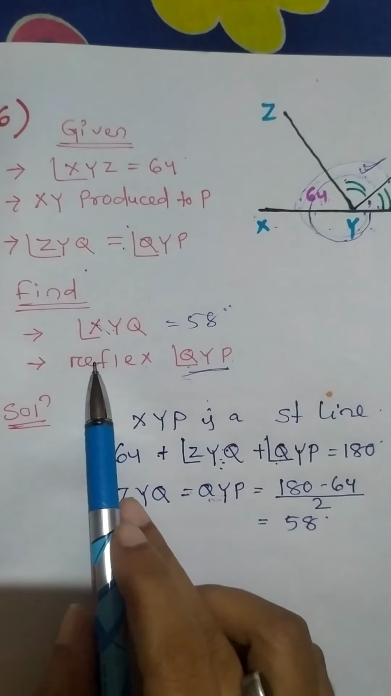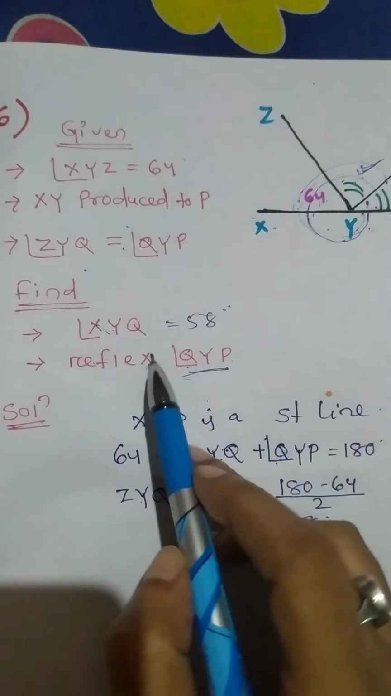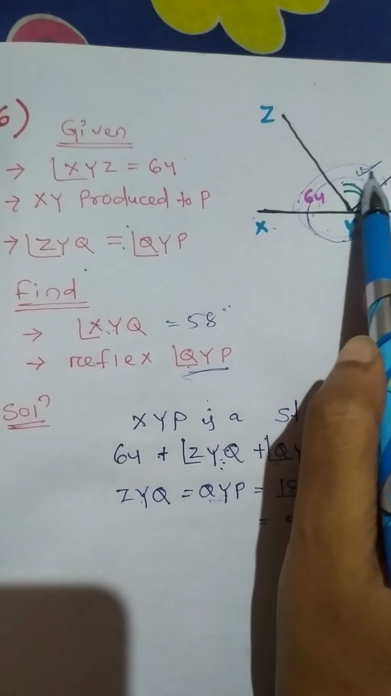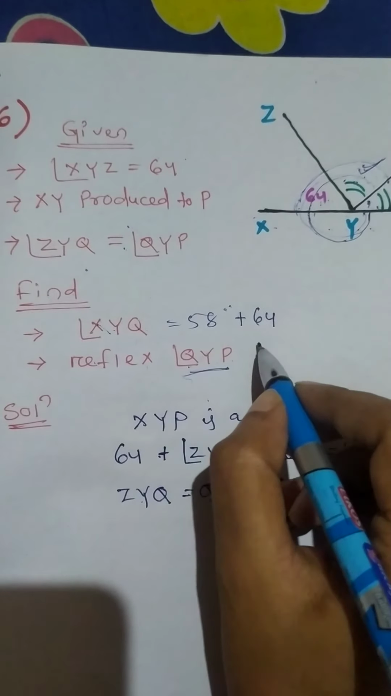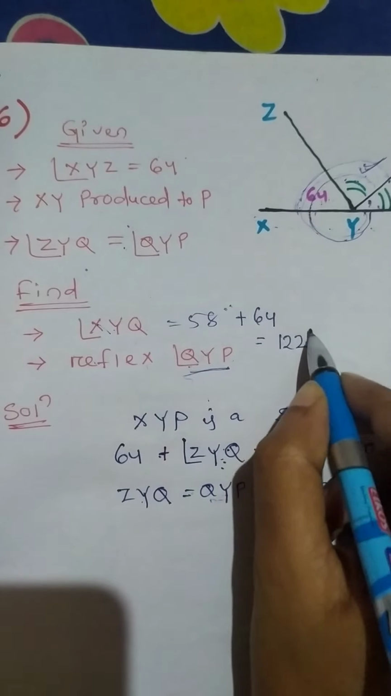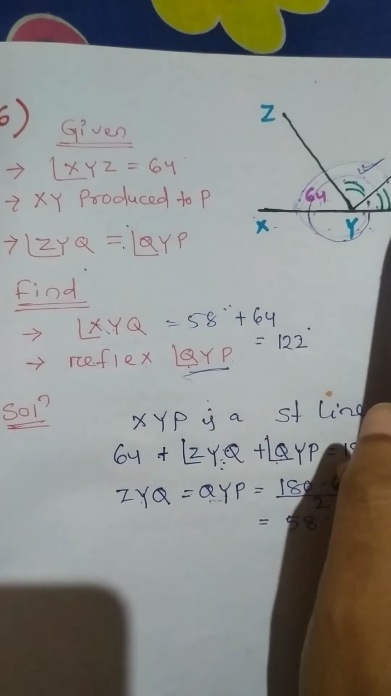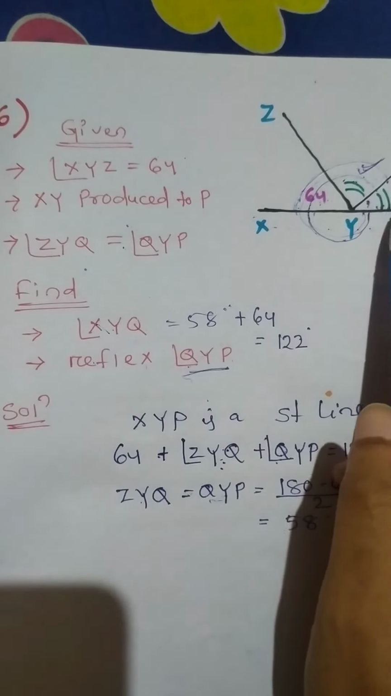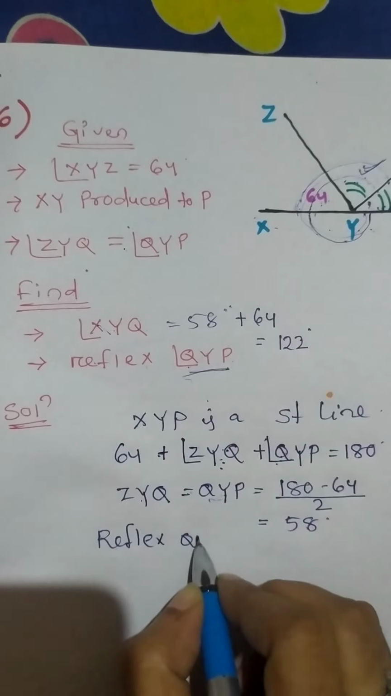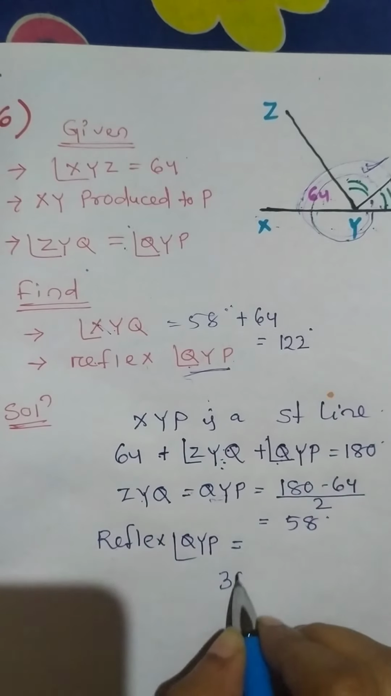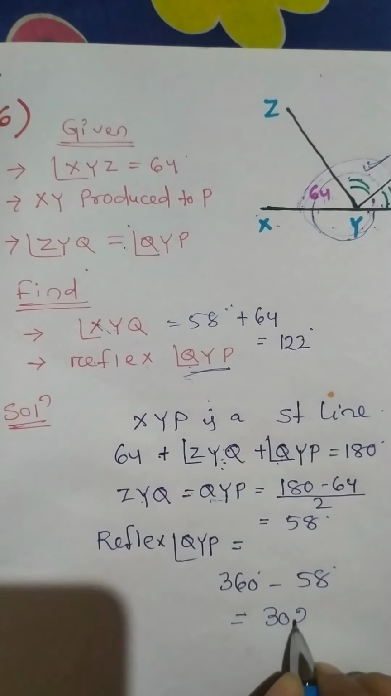Next we need to calculate. We got this angle value as 58 degree, but we need to calculate XYQ. So see here XYQ means this angle. So 58 plus of 64. So this will be 122 degree. Next coming to reflex of QYP. QYP is 58 degree. So reflex of QYP is equals to 360 degree minus of 58 degree, which is nothing but 302 degree.